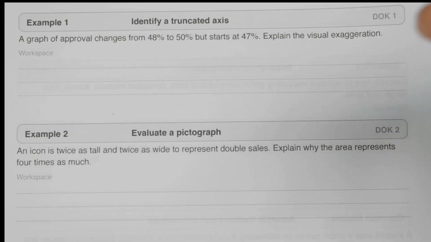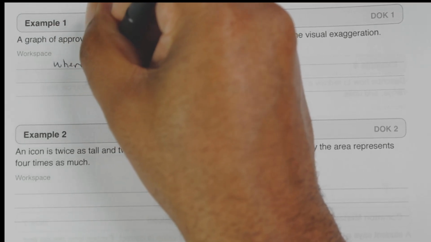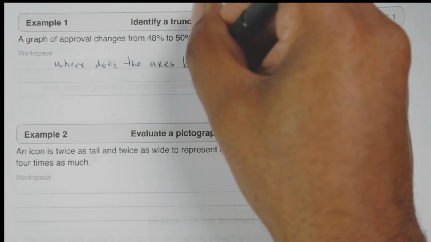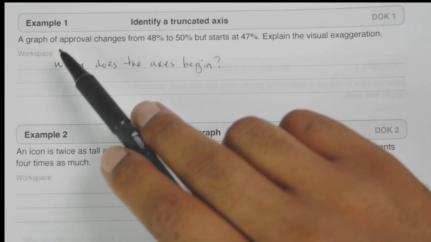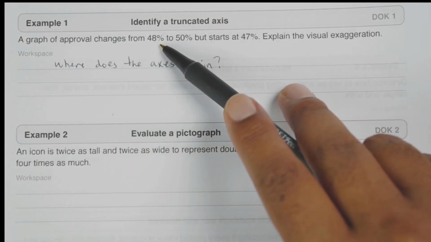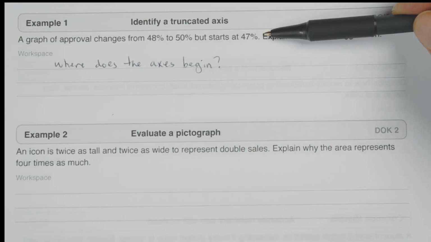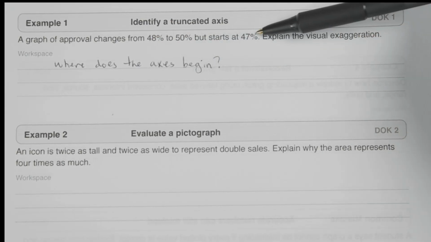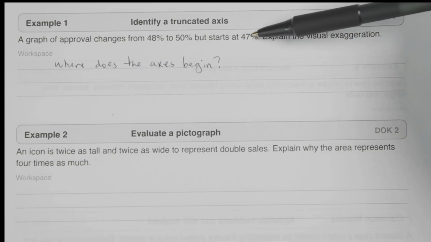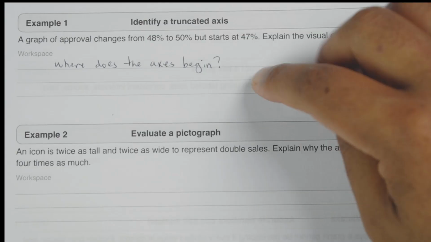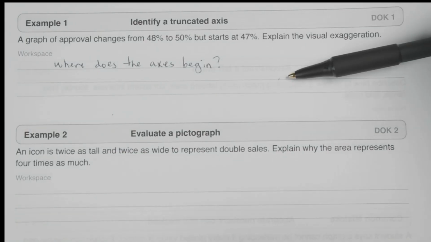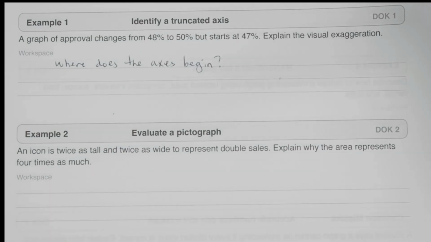Okay. So always check where the axis begins. Again, the graph approval changes from 48 to 50%, but it starts at 47%. Again, there's only a 2% change here. And the fact that it starts at 47, there's a huge gap between 0 and 47. So the visual exaggeration is going to be absolutely astronomical, right?